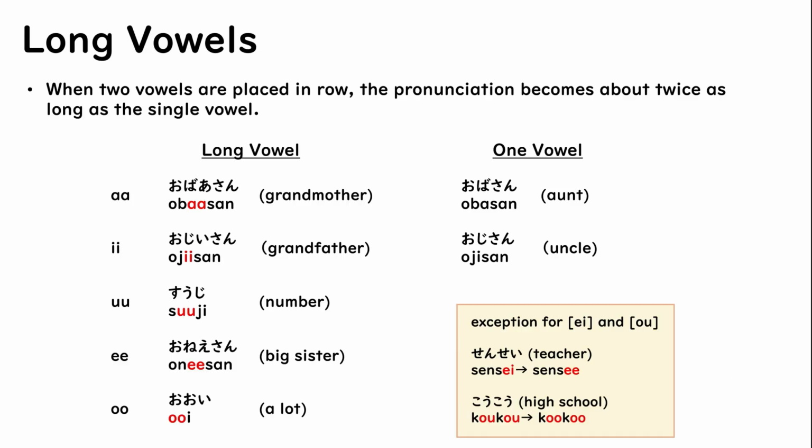Next is suuji. Oniisan. Onii. You can hear that the vowel sound becomes longer. There are some exceptions. Some long vowels are written differently. For example, EI and OU. Sensei, pronounced like sensei. Koukou, pronounced like koukou. However, even if you pronounce sensei or koukou as written, it is not an error, and people will still understand you, so please don't worry too much about these exceptions.